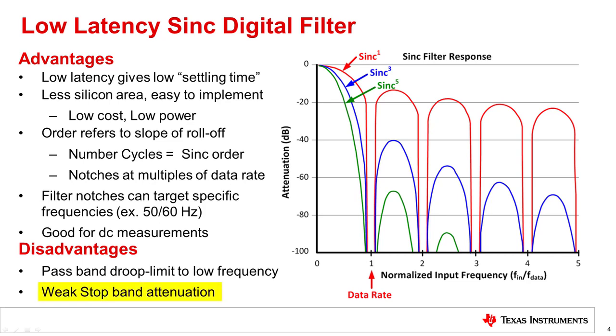Another disadvantage can be seen by looking in the stop band. For lower order sinc filters, the stop band attenuation is not very good. In this example, you can see for the Sinc 1 filter the stop band attenuation is about 20 dB, between 1 and 2 times the data rate. Ideally, we would like much higher stop band attenuation. Fortunately, the stop band attenuation is much better for higher order sinc filters. You can see for the Sinc 5 filter that the attenuation is 50 dB better than the Sinc 1 filter over the same frequency range.